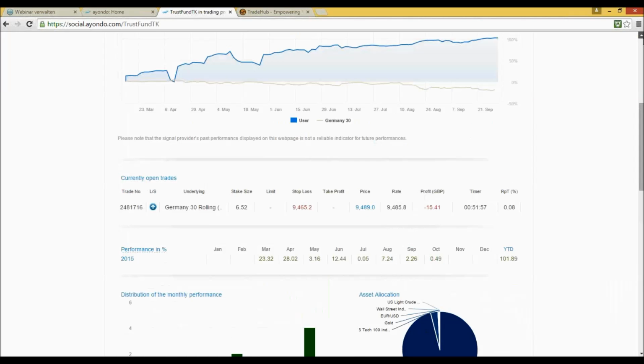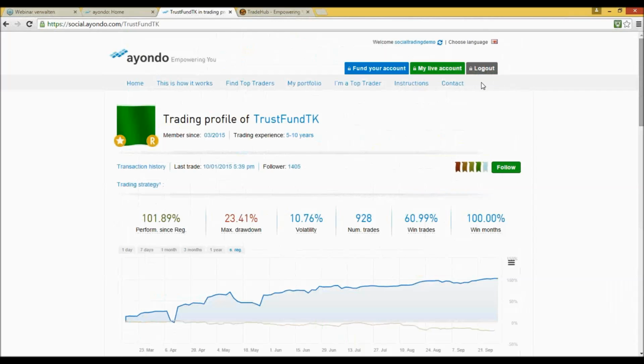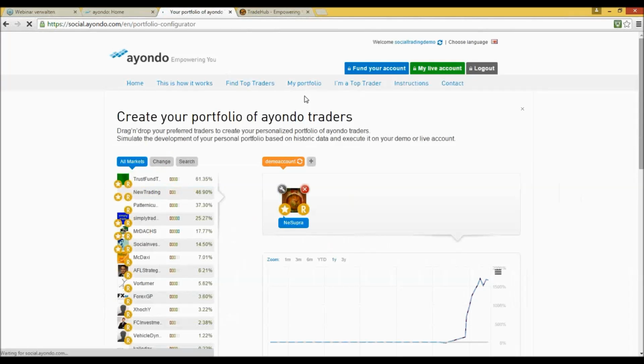So I'm happy with his performance, and what I want to do is actually have him trade on my account. First I'm going to make sure that I don't have any traders in my account right now, so that it's all clean. I'm going to go to my portfolio at the top, and then go to portfolio configurator. Okay, so I've got someone called Any Super there. He was the chap we saw who returned over 1,500% or 1,600% in the year. So I'm just going to remove him by clicking on the X.